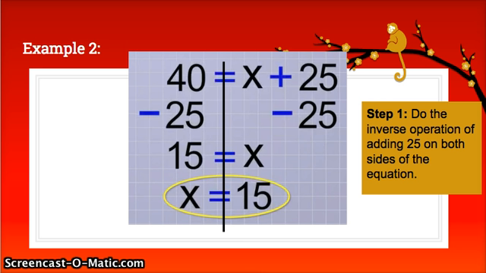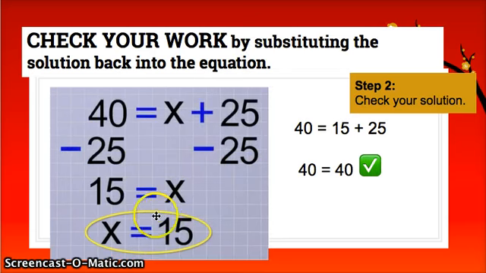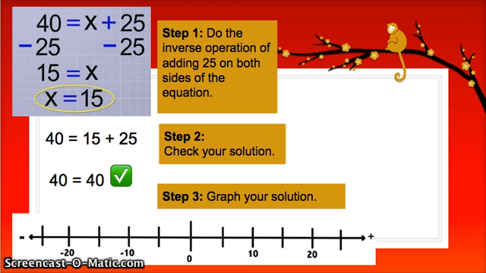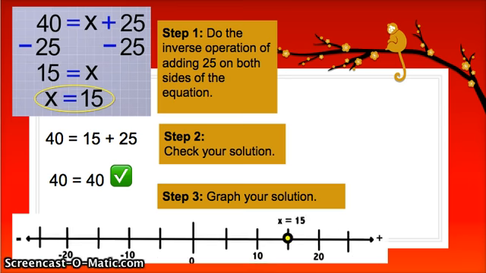Next, we want to check our work. How do we know that this is correct? How do we know that this is the value that works to balance this equation? Well, if we take 15, and again, we substitute it back in for x, right? So instead of 40 equals x plus 25, we write it like this. 40 equals 15 plus 25. If I add 15 and 25, I get 40. And so we have proved that the right-hand side of the equation has the same value as the left side, 40, when x equals 15. Finally, graph your solution. You will put a dot at x equals 15.